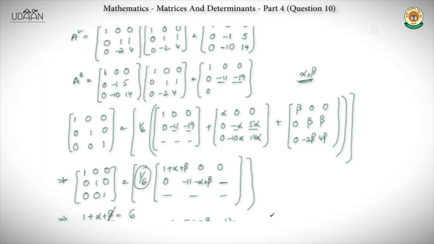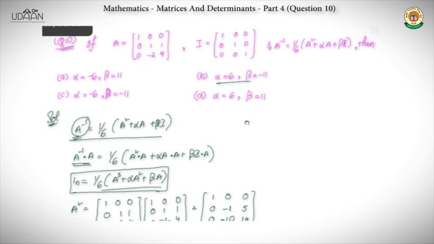And again now we need the alpha value, so 1 plus alpha plus 11 equal to 6. So alpha plus 11 equal to 6, alpha is equal to 6 minus 11 minus 1, and that gives us minus 6. Okay, so our option will be this: alpha equal to minus 6, beta equal to 11.